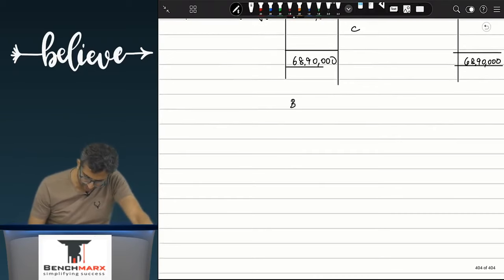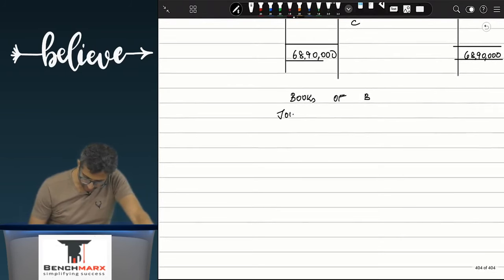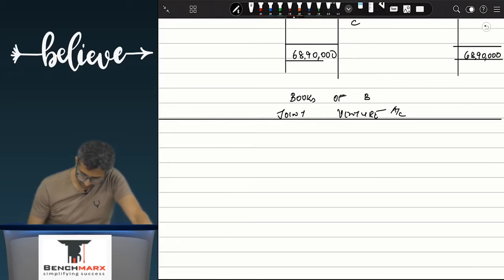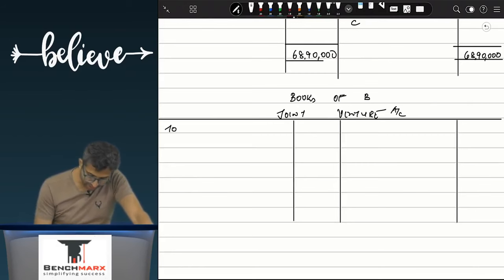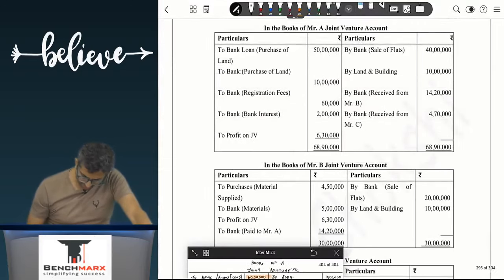Then you go similarly. In the books of B. Again, joint venture account. Now, you will guide me. Yahan pe kya kya aana chahiye? To bank and to materials. So, this is to bank. I am purchasing materials. I think how much worth of materials am I purchasing?